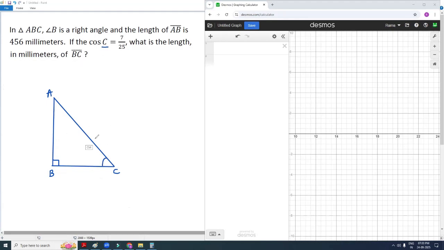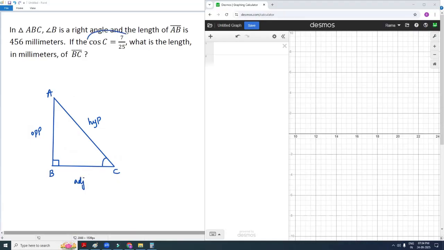of angle C. Considering this interior angle, we take this side AB as the opposite side because this side is opposite to this interior angle. Now let me mark this one as the opposite side. And we know that this is the hypotenuse because it is opposite to the right angle. And the third side, BC, is the adjacent side.